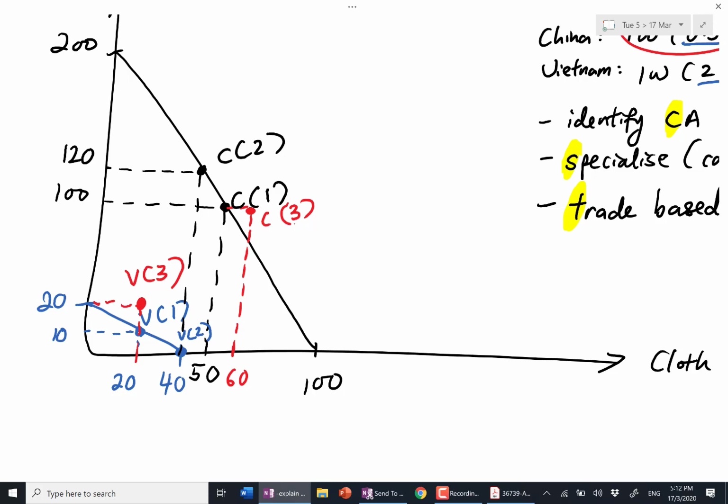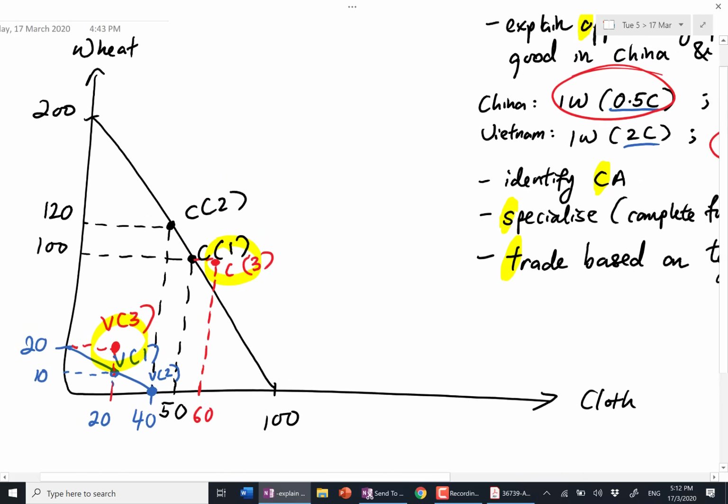Okay. So the terms of trade line is basically a 1:1 ratio. So the final points land on the terms of trade line. Okay. But basically, if you look at the points in red, each country has managed to consume outside of their PPC. China is consuming outside of that black line, which was their PPC. Now they are on the red point. Vietnam is consuming outside of the blue line, which was their PPC as well. So trade has enabled both countries to consume more.